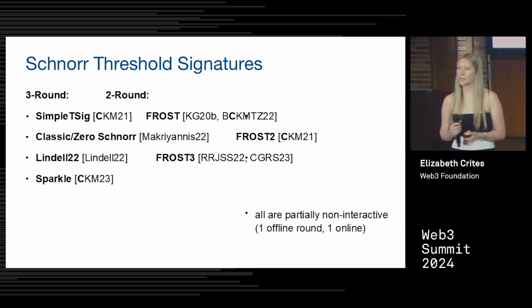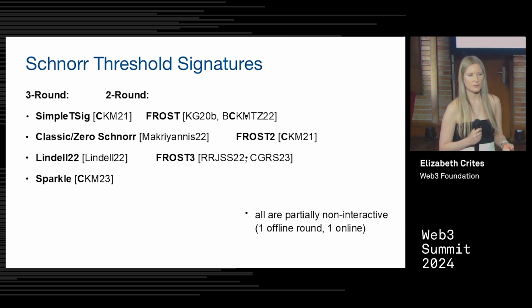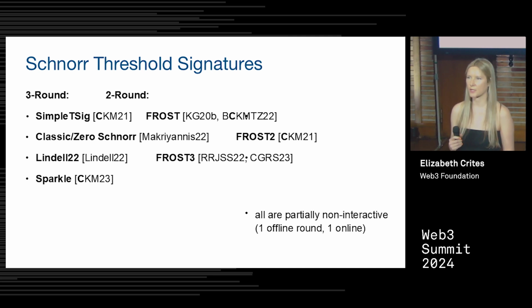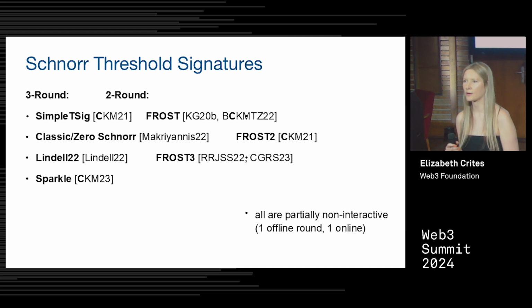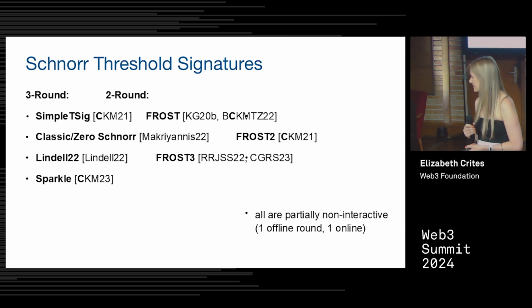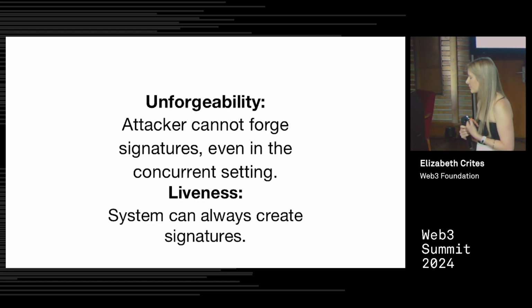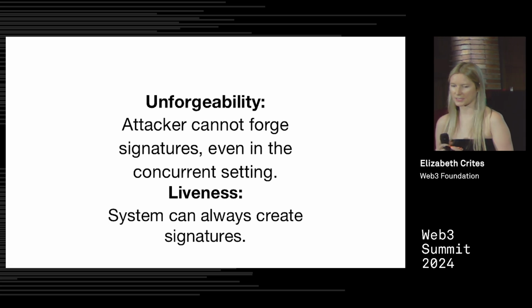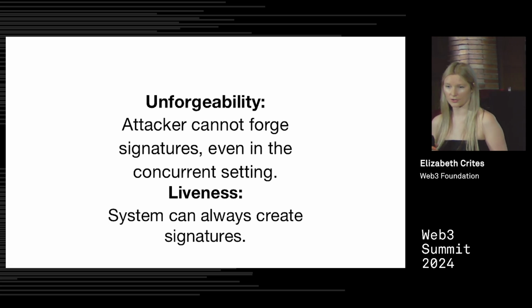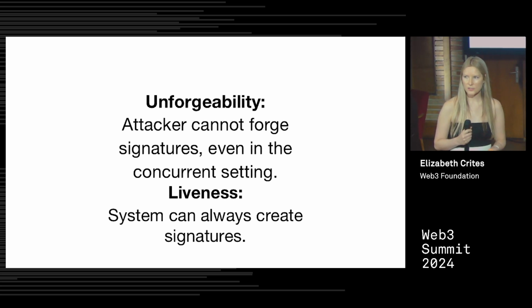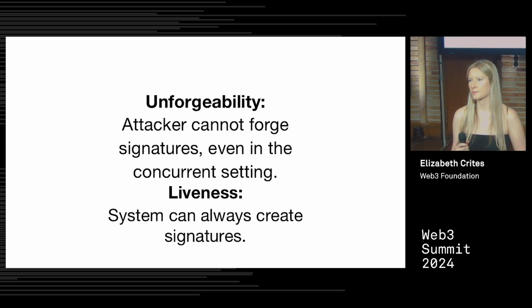I do want to point out that while I'm calling these schemes 2-round, they're really partially non-interactive. So what this means is that the first round can be computed offline, and then there's just one online signing round, which is quite nice, and this may even be optimal. Now again, when we're talking about unforgeability of threshold signatures, I mentioned that we want to consider schemes that are secure in the concurrent setting. But we also want to consider the notion of liveness. This is really important for consensus systems where you need to produce a signature like every minute.